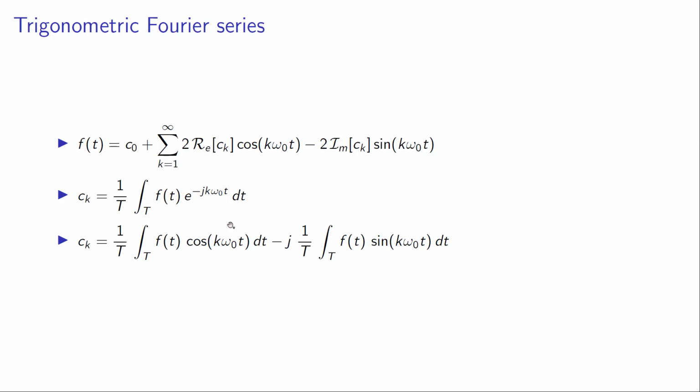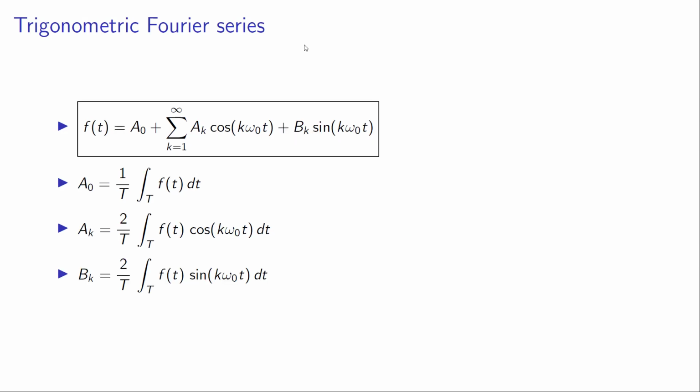So what you can do is write this the way it is usually written, with a0 over here. A0 will be simply the average of the function over a period. You'll write here a of k, and a of k will be this expression multiplied by 2. And you can write plus bk times a sine, and this bk will be this expression over here times 2. And this is what we see on this slide. So if you look at the literature and look for the trigonometric Fourier series, you'll find expressions very close to this one.